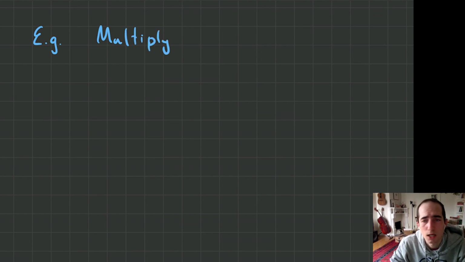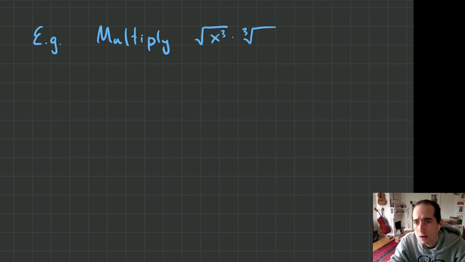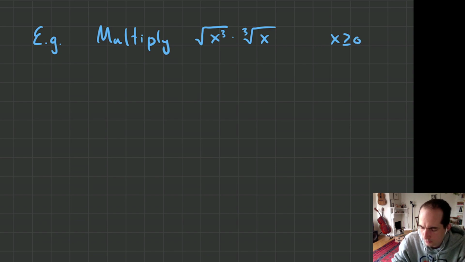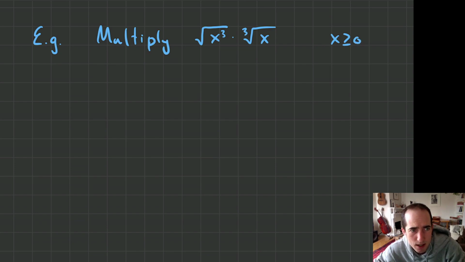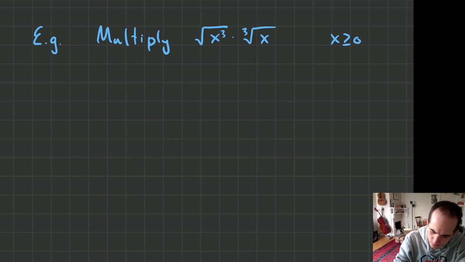So we're gonna multiply the square root of x cubed with the cube root of x. And here we're saying that x is greater than or equal to 0. The only reason we're saying that is because if x was negative, then x cubed would be negative, and then we'd be taking the square root of a negative thing. So that's why we're saying that x has to be positive here.